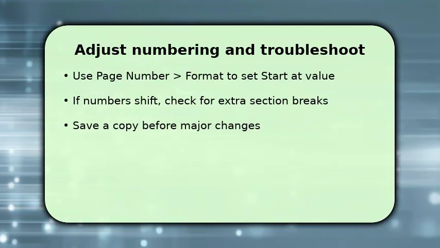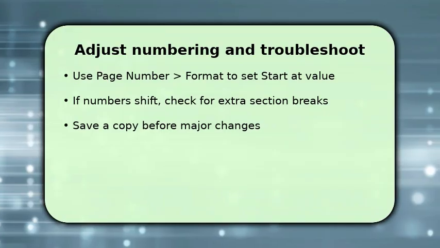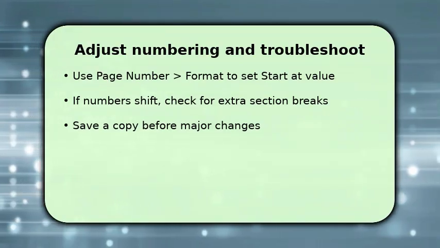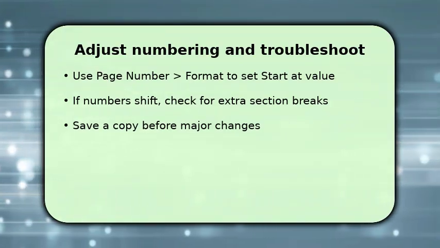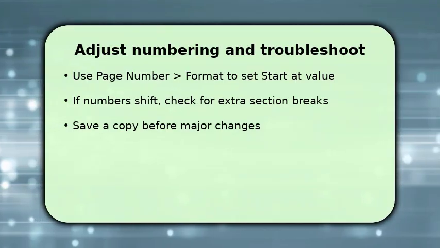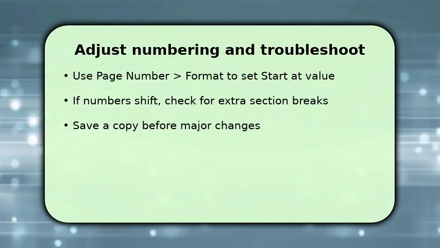numbering jumps. If numbering still shifts, toggle field codes or update fields, Control plus then F9. Always save a copy before big edits so you can revert if something goes wrong.